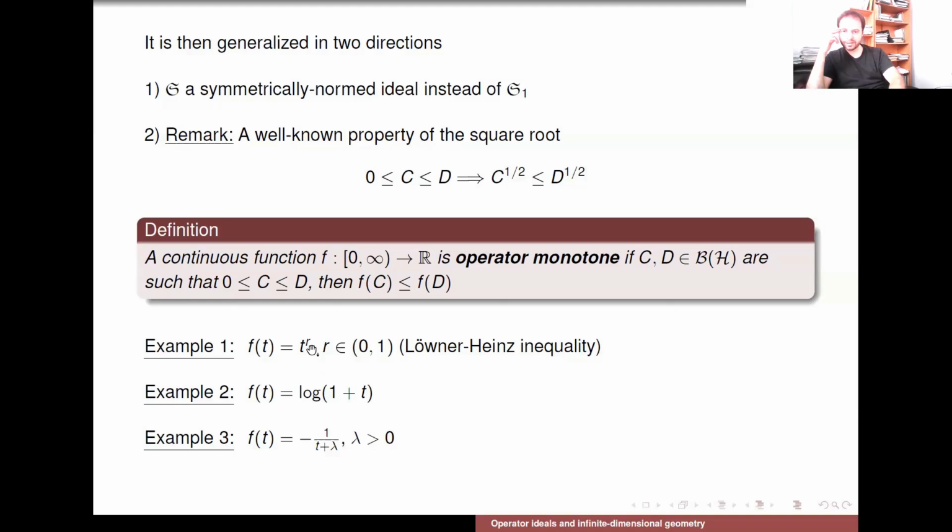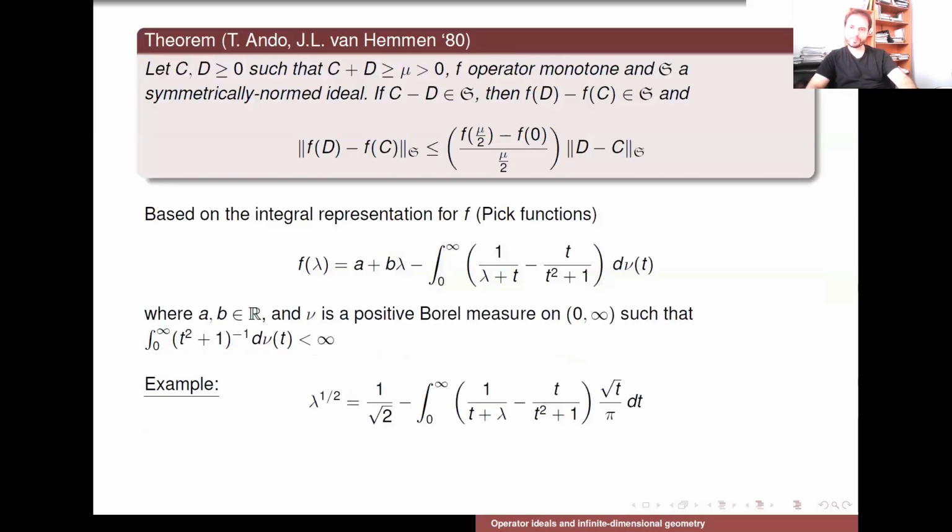the powers x^r, where r is between 0 and 1. These are operator monotone functions. This is known as the Löwner-Heinz inequality. For r greater than 1, it is false, so these functions are not operator monotone. And we have other examples here with the logarithm and this fractional function. So the generalized result of Ando and Van Hemmen is the following.